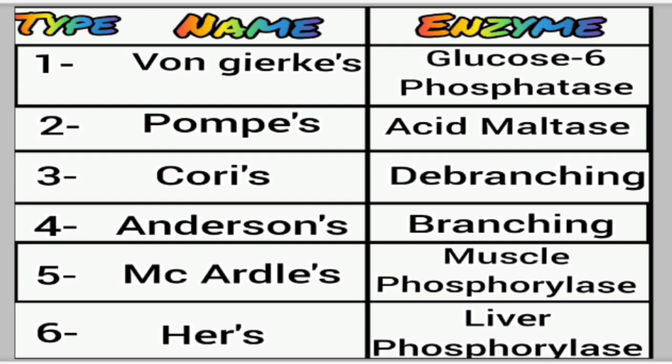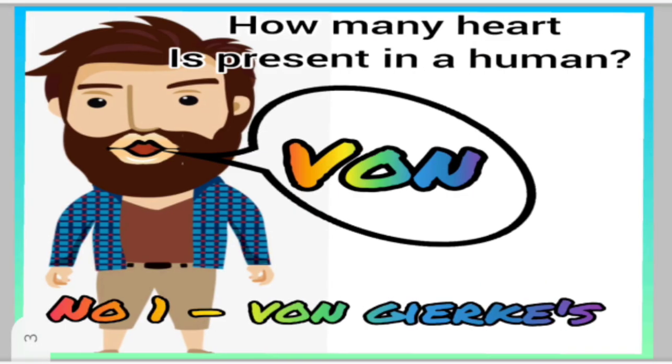So now let's take our discussion further. So the first one was von Gierke's disease. So here, as we can see, this is a man who is a foreigner, and on being asked how many hearts are present in a human, he replies one. So number 1, he wanted to say 1. As we all know that we have only one heart, so he also wanted to say 1, but as he has the accent of a foreigner, he said von. So number 1 is von Gierke's disease.